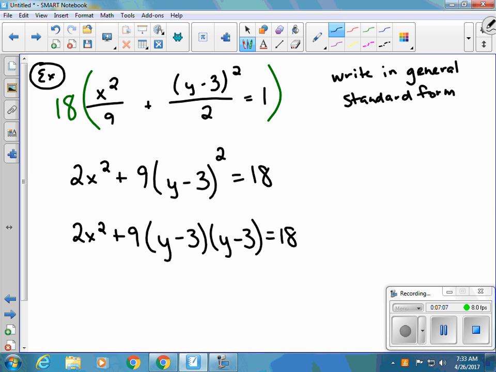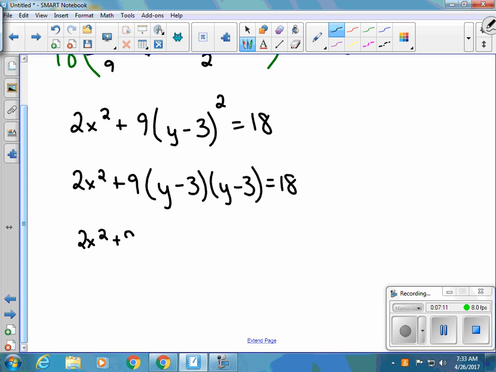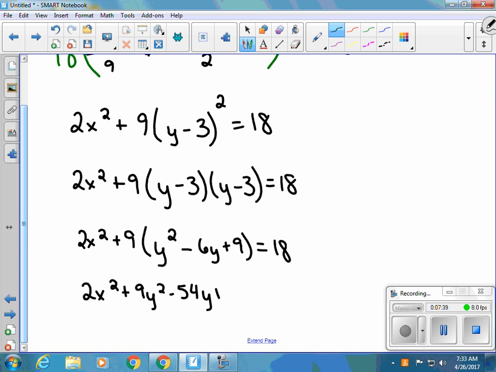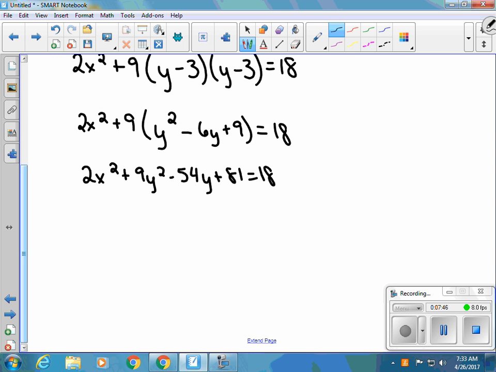So I'm going to do the distribution there. So I have 2x squared plus 9, and I'm going to let this 9 hang out for a little bit. So I've got y squared, and I'm going to combine my terms together in my head. If you need another line to see the full distribution there, you can. This should be minus 6y plus 9 equals 18. Now I'm going to distribute that 9. So I've got 2x squared plus 9y squared minus 54y plus 81 equals 18. Remember, it has to equal 0, so I have to move that 18 over for my final answer to be 2x squared plus 9y squared minus 54y plus 63 equals 0.